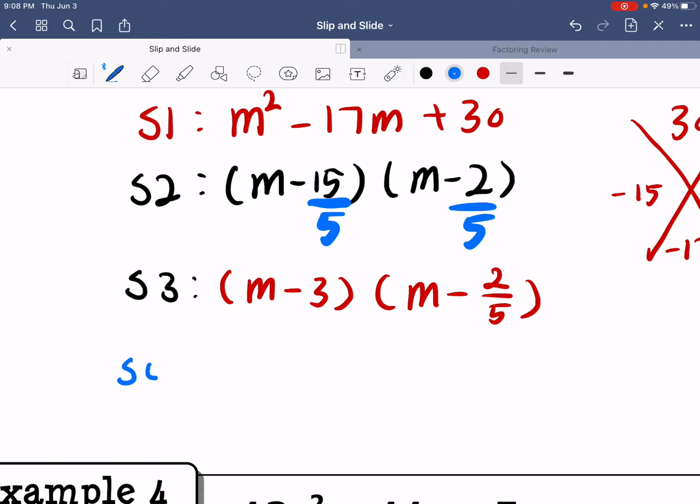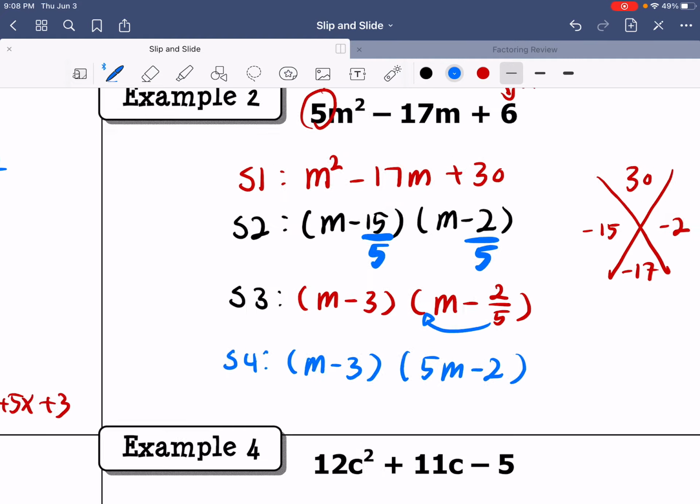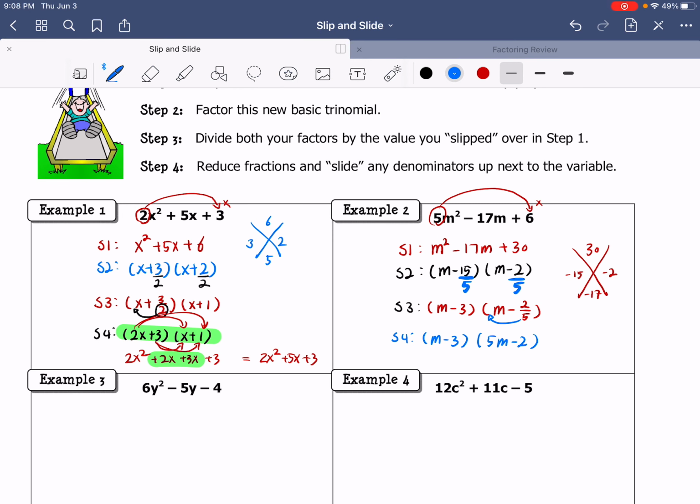And step 4, if you have a denominator, you're gonna slide it back in front of m, or in front of x. So it's gonna be 5m minus 2, like that. Very easy. So that's how you factor it. And your solution, your factored form, is gonna be this.